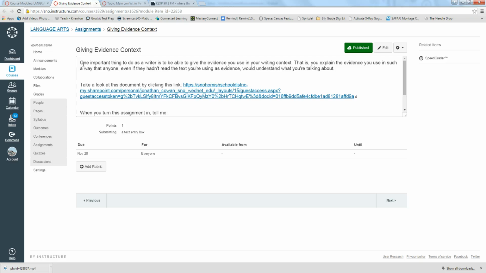But we're going to start with that right now, and we're going to start with it when we think about using evidence in your writing. One important thing to do as a writer is to be able to give the evidence that you use in your writing context, what's called context. What context means is that you explain the evidence you use in such a way that anyone, even if they hadn't read the text you're using as evidence, would understand what you're talking about.